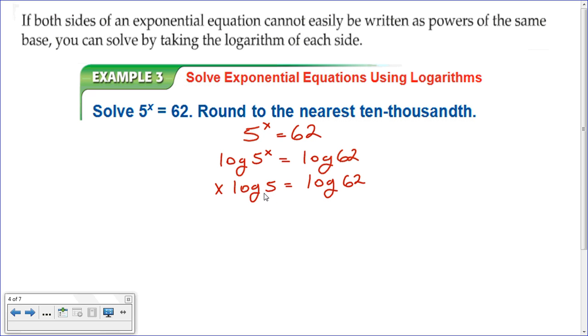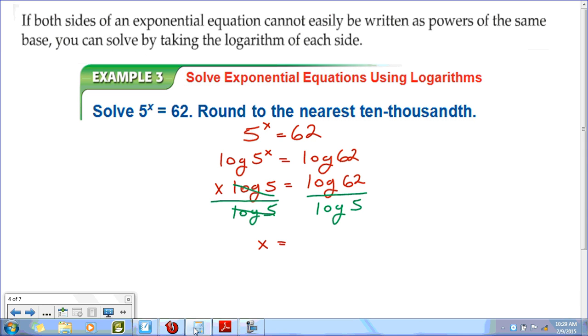Understand that log 5 is a number. So over here, just like I have x times log 5, that's the same as having like 7x or 8x or something like that. What I need to do is divide both sides by that log 5. So I'm going to divide this side by log 5, and this side by log 5. Your log 5 is going to cancel out over here, and it's going to leave you with just x on this side. And over here, I just need to do log 62 divided by log 5.